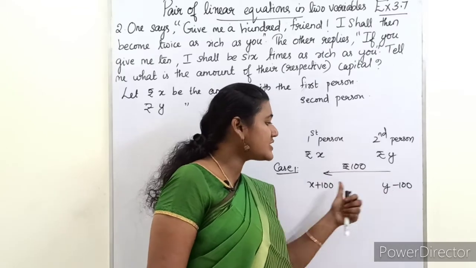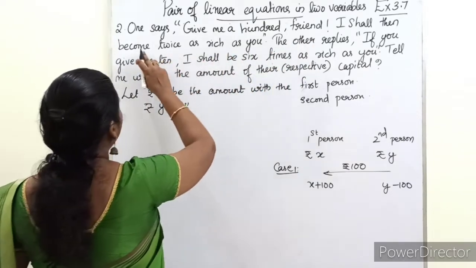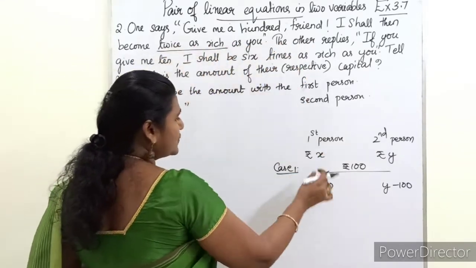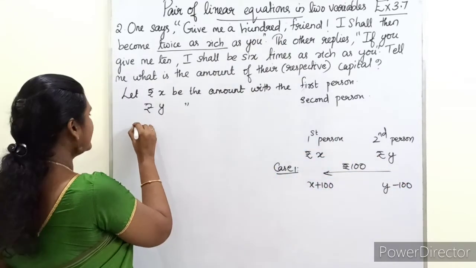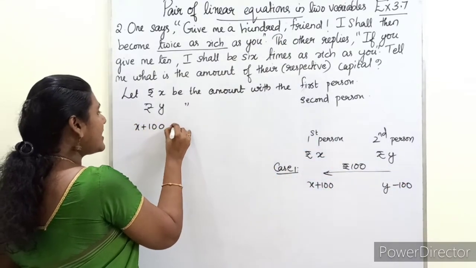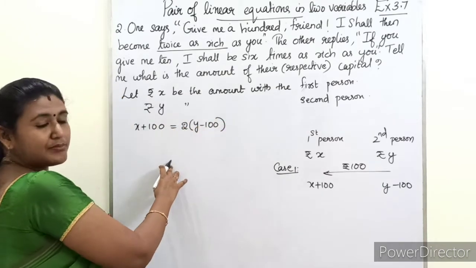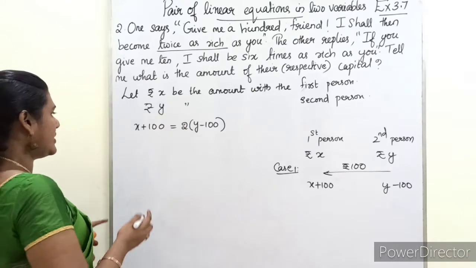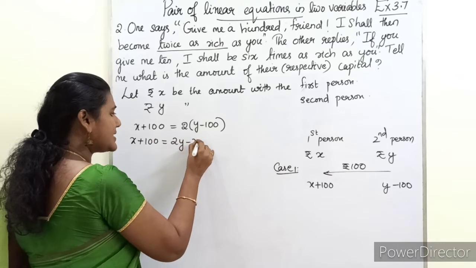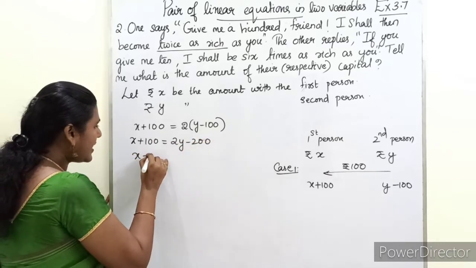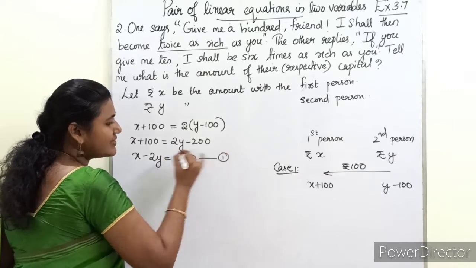Now what is the relation between these two amounts? It is given that I will then be twice as rich as you. So this amount will be 2 times this. So this is our first equation. x plus 100 will be twice of y minus 100. So we will simplify this. x plus 100 is equal to 2y minus 200. So x minus 2y is equal to minus 300. So this is the first equation.